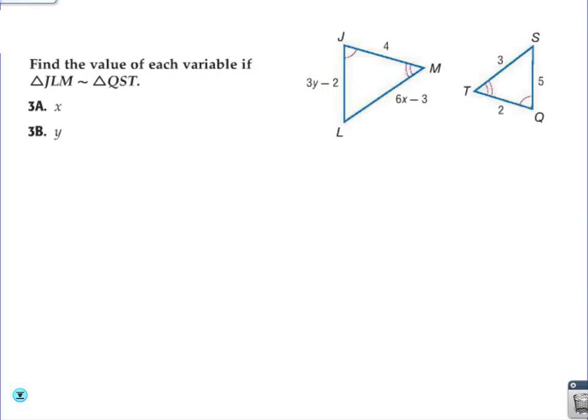Find the value of each variable if these are similar, and they've even marked it for us. This angle is congruent to this angle. This angle is congruent to this angle, and obviously by the third angle theorem, L and S will also be congruent. Set up a proportion. You can use scale factor. Well, actually, scale factors might be easier here.